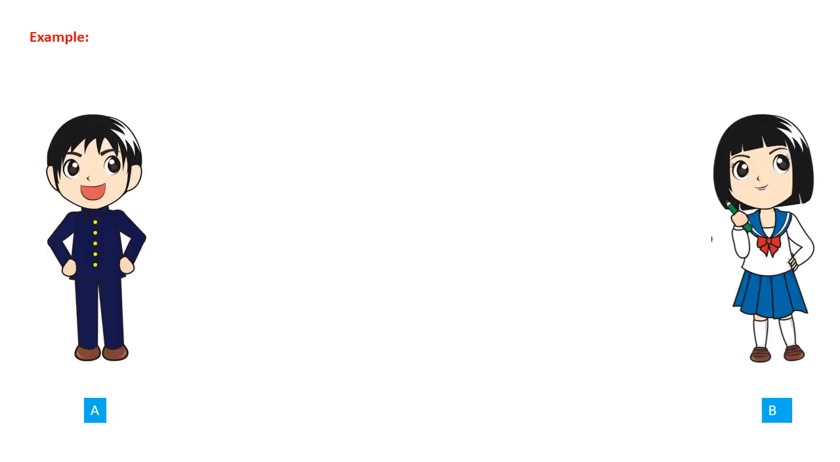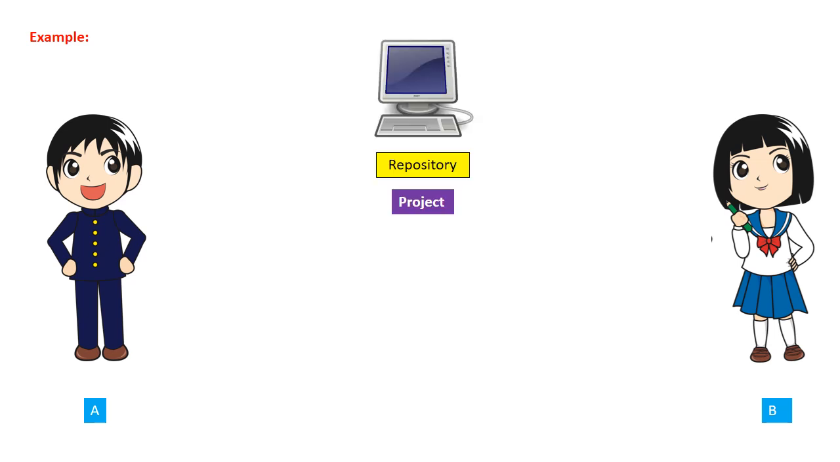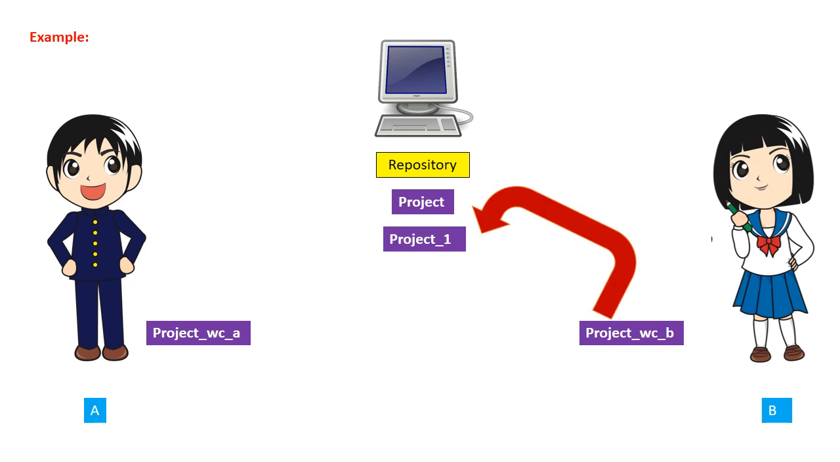Programmer A and programmer B are working on the same project. The project is stored in the central repository. Both check out the latest version from the repository and start working in their working spaces. Programmer B completes her work and commits her change to the repository called project 1. Now programmer A's work is out of date.